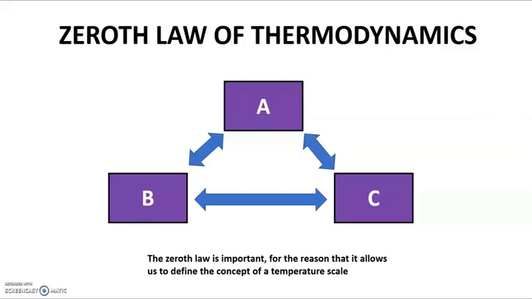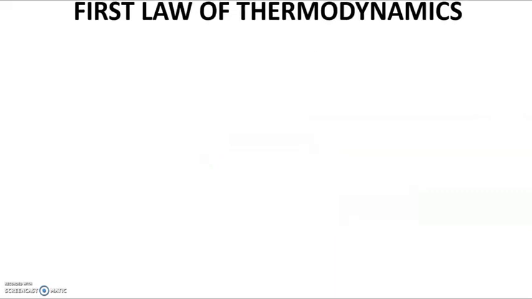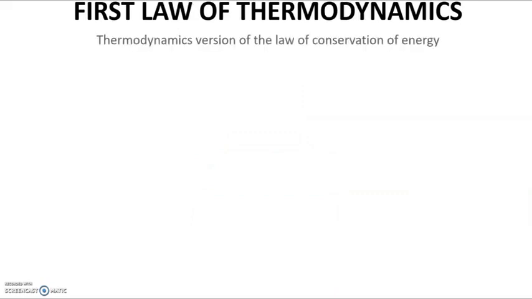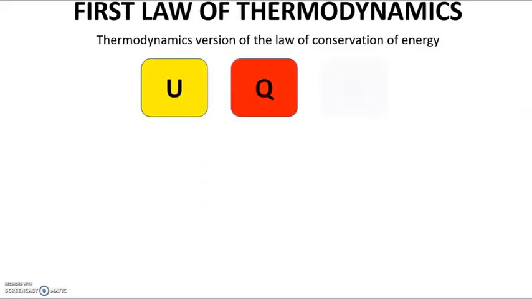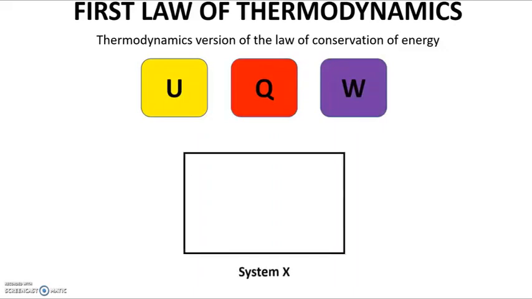Okay, so we proceed our lesson by looking at the first law of thermodynamics. The first law of thermodynamics is a thermodynamics version of the law of conservation of energy. So before we go further, let us first look at the relationship between the internal energy, heat, and work in a system. Okay, so let's say we have a system here. The change in the internal energy of this system depends on two things: the heat, and then the work.